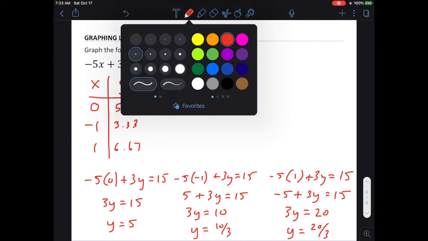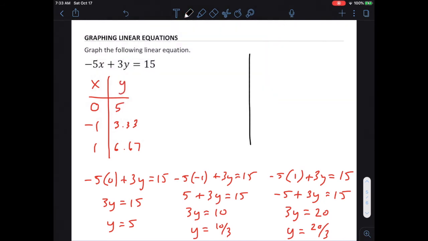So when I go ahead to graph this, I have x and y values. I need to go from -1 to 1 on the x-axis, and then I need to go all positive up to 6.67. So I'm going to go up to like 1, 2, 3, 4, 5, 6, 7, way up there. So here I'm going to move that. Whoops, here we go. There we go.